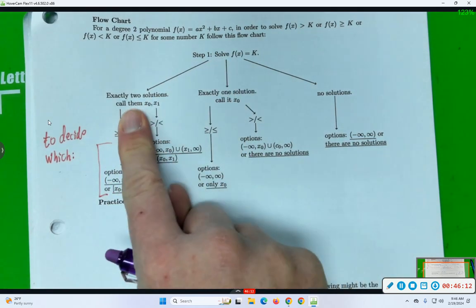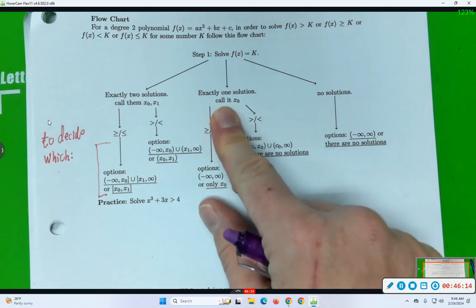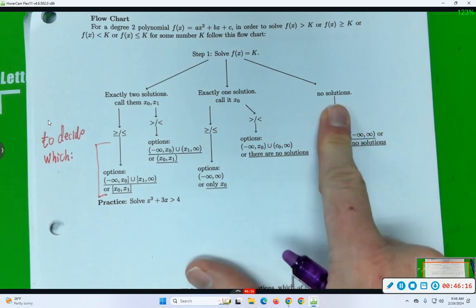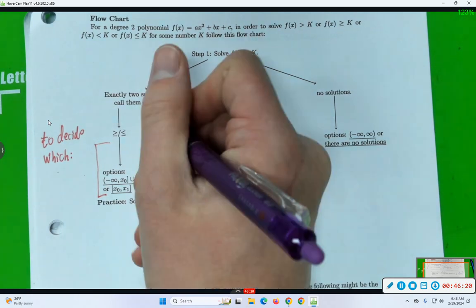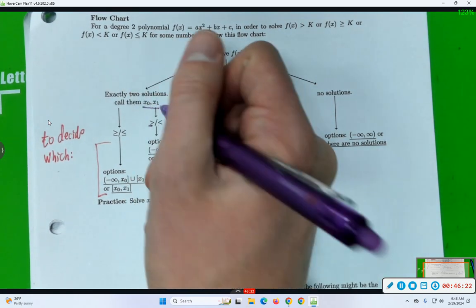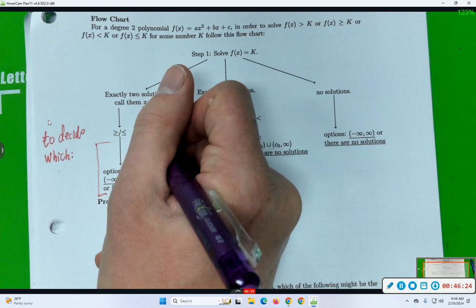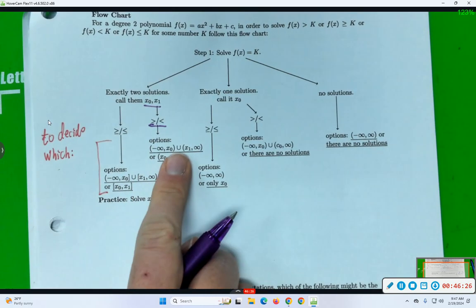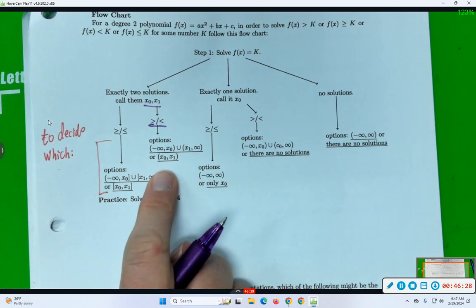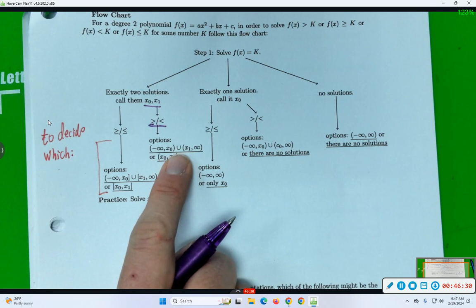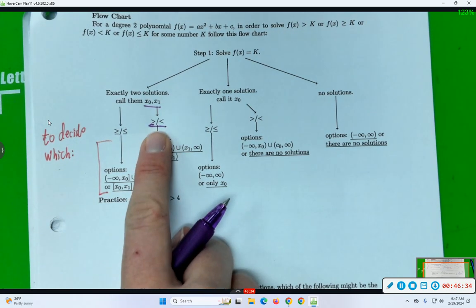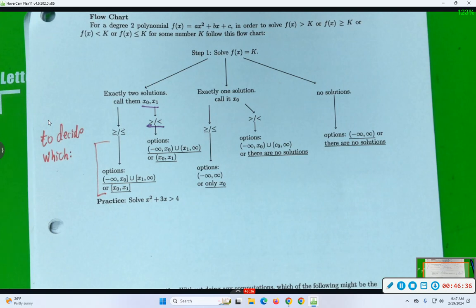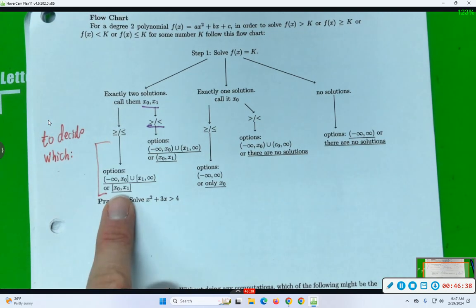There are three things that might happen. There might be exactly two solutions. There might just be one solution. There might be no solutions. In this generic case that there are two solutions, if those two solutions are x0 and x1, and you want to solve a strict inequality, either it's all the numbers in between, or it's all the numbers beyond, excluding those points. Excluding because strict inequality. If you want to have a non-strict inequality, you get to include endpoints.